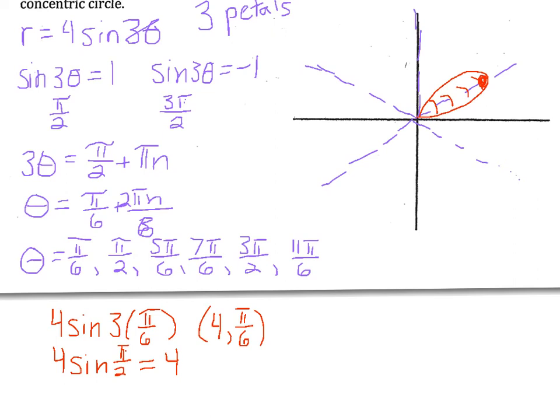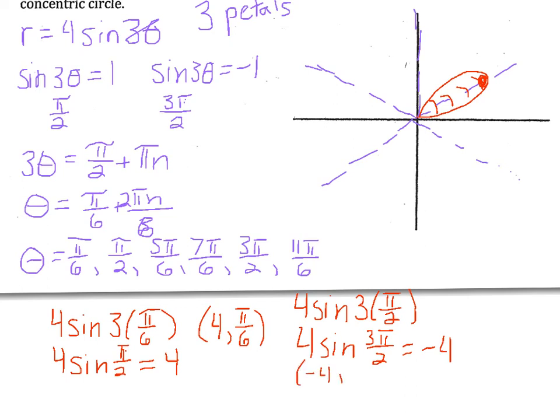Then we can plug in pi over 2. So we have 4 times the sine of 3 times pi over 2, so that would be 4 times the sine of 3 pi over 2. The sine of 3 pi over 2 is negative 1, and negative 1 times 4 is negative 4. So we have a polar coordinate at negative 4 comma pi over 2. So if I go to pi over 2, because I have a negative 4, I need to go backwards 4. So there is my second petal.